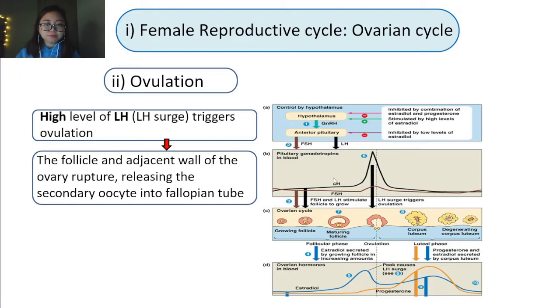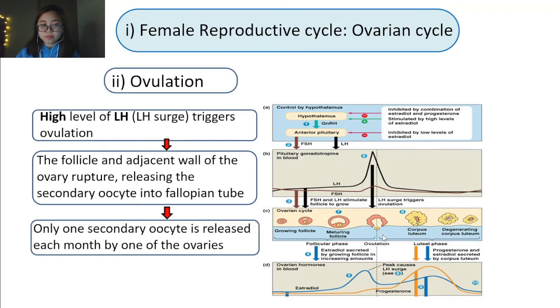Maksud ayat kedua ini, follicle dan dinding ovary yang bersebelahan dengan follicle itu akan pecah dan mengeluarkan secondary oocyte ke dalam fallopian tube. Only one secondary oocyte is released each month by one of the ovaries. Setiap bulan, satu secondary oocyte sahaja dikeluarkan dan hanya satu ovary yang akan berfungsi setiap bulan. So, kiri kanan itu dia akan ambil giliran. Bulan ini sebelah kanan, bulan depan sebelah kiri.